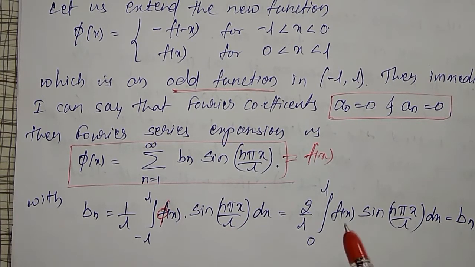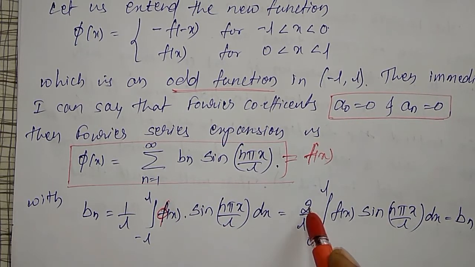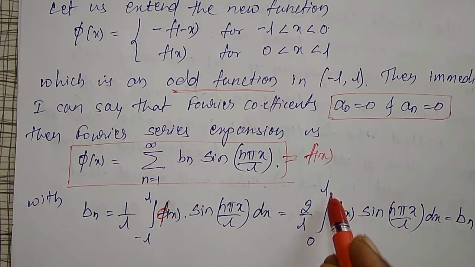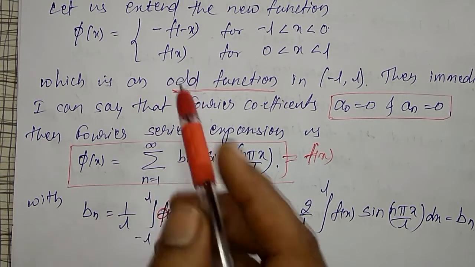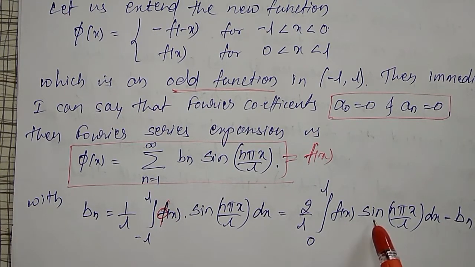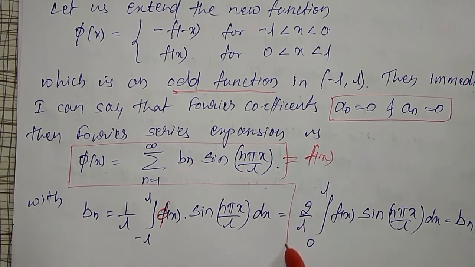But for 0 to L, as phi of x is an odd function, sin is also an odd function, odd into odd will become an even function. Therefore, I can write this integration as 2 times integration from 0 to L. For 0 to L, phi of x is defined to be my f of x. Therefore, it is f of x into sin n pi x by L dx, 2 by L.